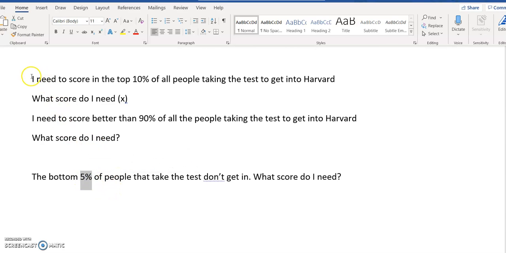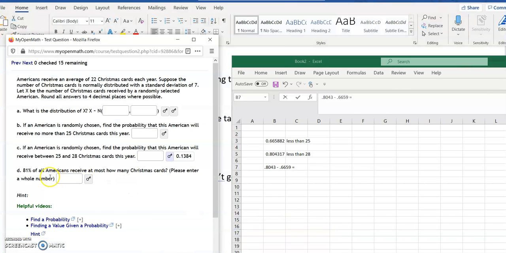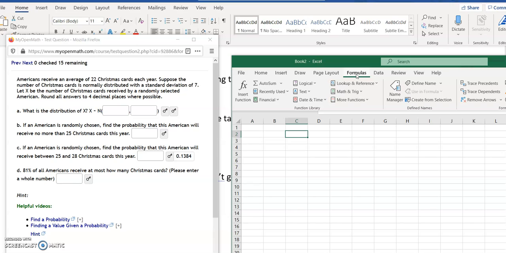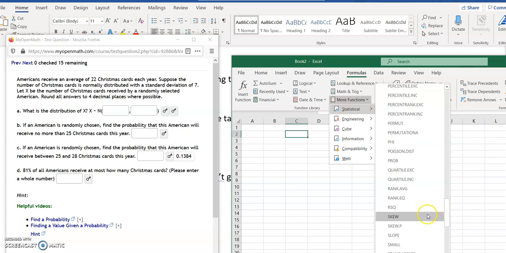So if this were my question right here, I would go to norm.inv and I would use 0.9 because that's less than. Remember, always less than, Excel is less than. This is like greater than, so to speak, top 10%. So I need to put in 0.9 in the norm.inv. Well, this one is pretty straightforward. This is less than 81%, so I do not have to do anything crazy like subtract from one. I'll just go ahead and use the actual 0.81. So formulas, more functions, statistical, and I'm going to go with norm.inv.